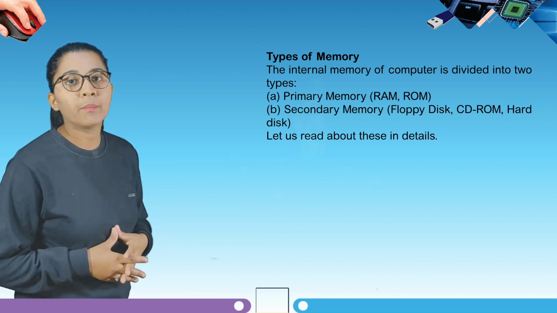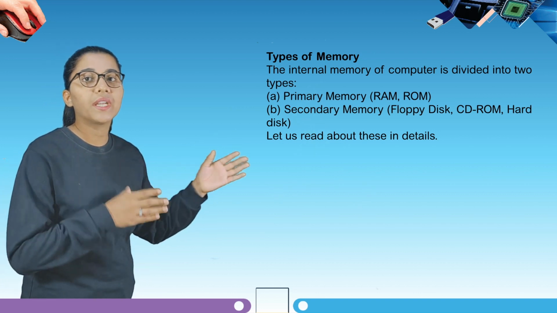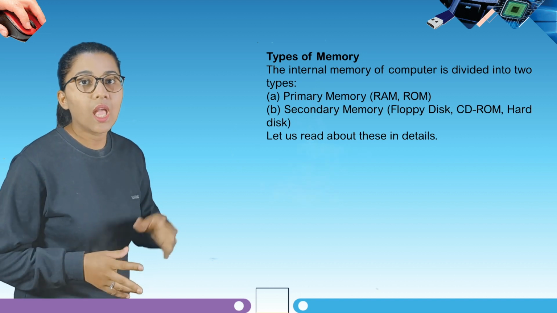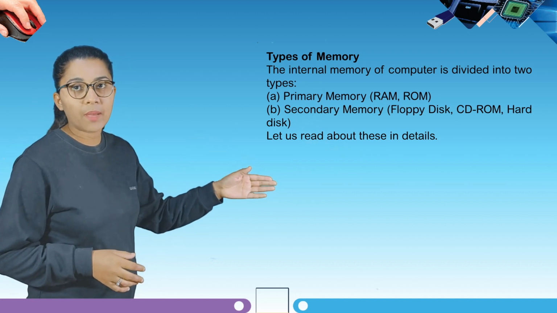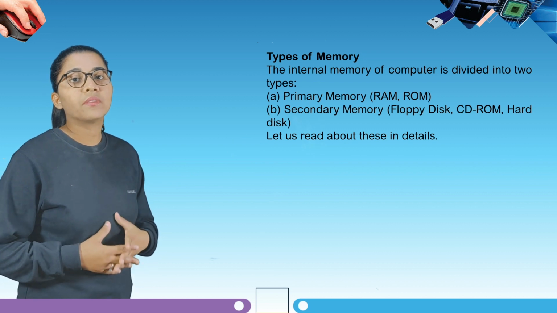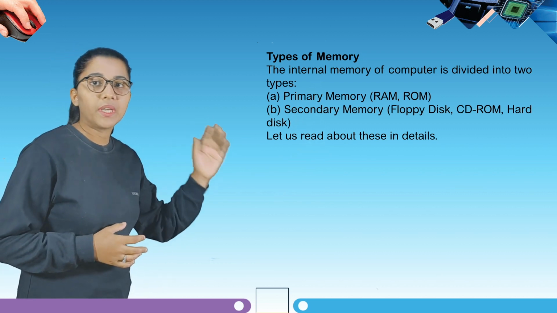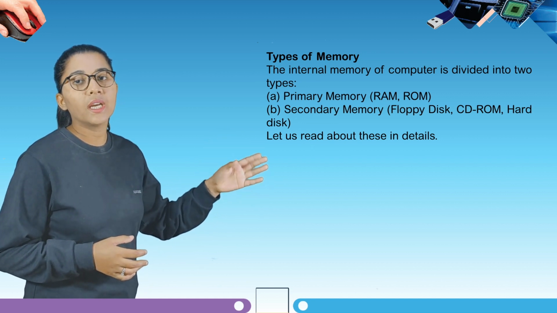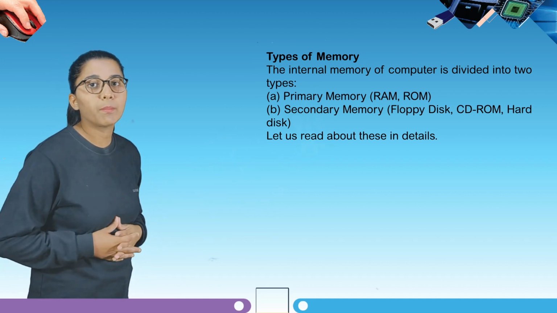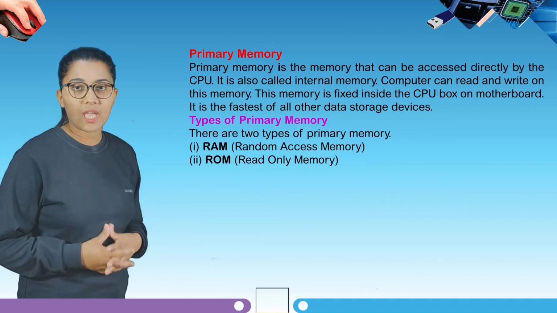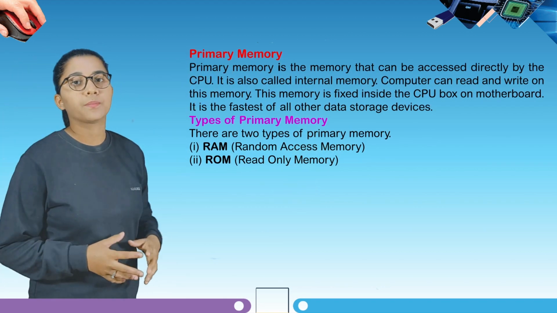The internal memory of a computer is divided into 2 types. First is primary memory, that is RAM and ROM. Then we have secondary memory, that is floppy disk, CD-ROM and hard disks. Let us read about these in detail. So students, first we have primary memory.